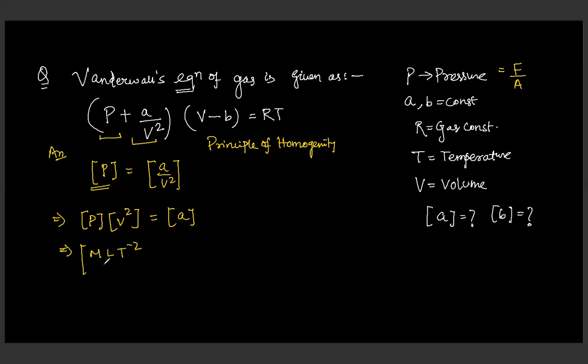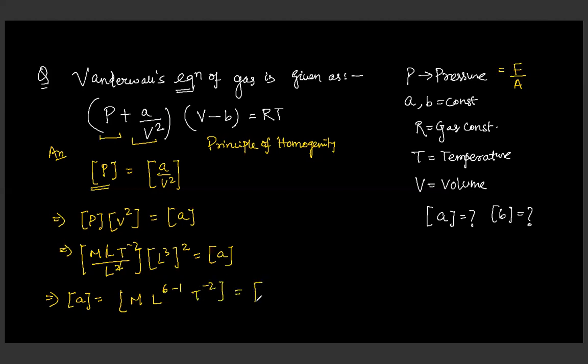M L T to the power minus 2 is for force, and for area it is L square. Volume is length into breadth into height, which is L to the power 3. In the next step, I can write A is equal to C. Some of the things are getting cancelled out. This L and this L is gone, and this one is going to become L to the power 6. So we are going to get M L to the power 6 minus 1 T to the power minus 2.